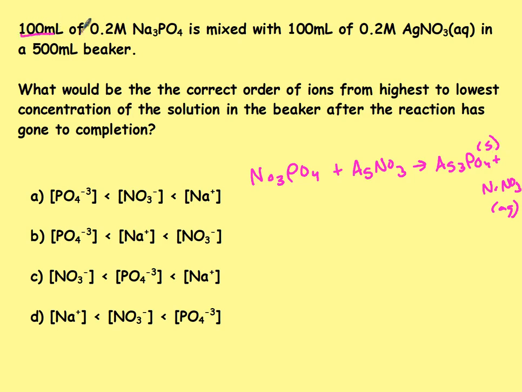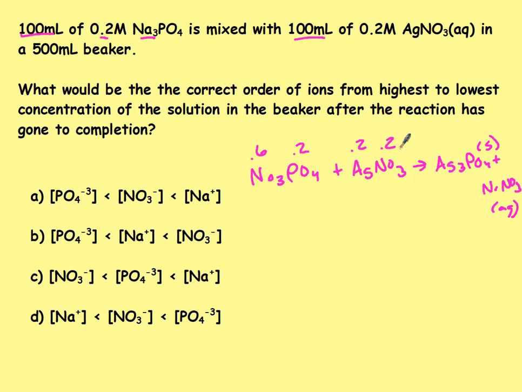And then notice they're both 100 milliliters. So I'm just going to say 0.2 times 3. I have 0.6 sodium, 0.2 times 1, 0.2 phosphate, 0.2 times 1, 0.2 silver, and 0.2 times 1, 0.2 nitrate.